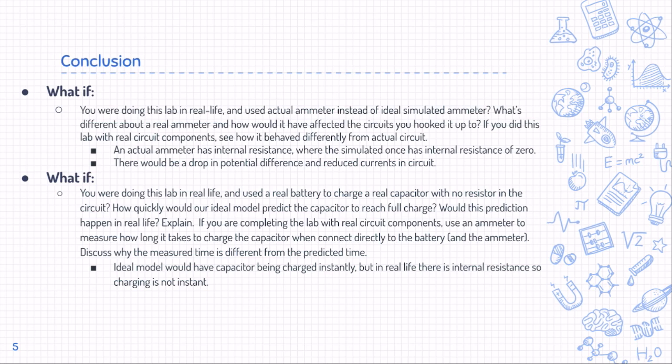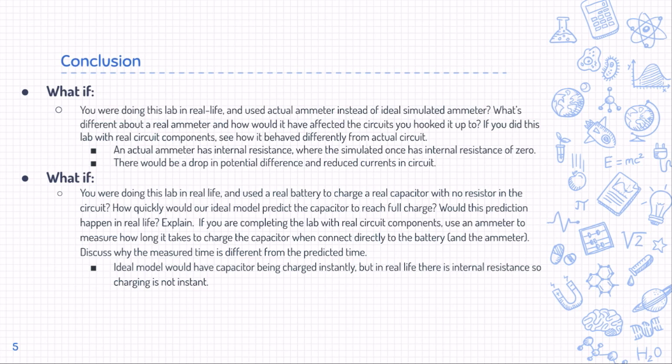The last what-if question is, what if you were doing this lab in real life and used a real battery to charge a real capacitor with no resistance in the circuit? How quickly would our ideal model predict the capacitor to reach full charge? Would this prediction happen in real life? Explain. If you're completing the lab with real circuit components, use an ammeter to measure how long it takes to charge the capacitor when connected directly to the battery and the ammeter.